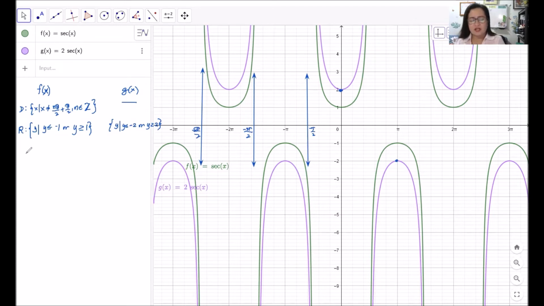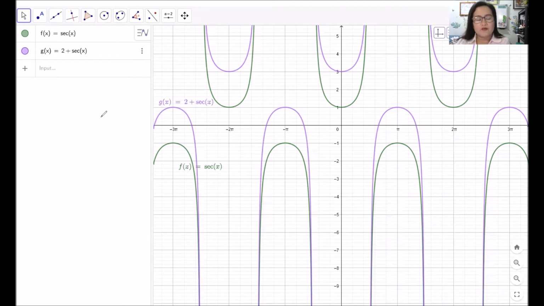Amplitude is not defined. Now, what about the period? If we start here, we trace, then we trace here, then we trace here. We will not trace this anymore because this is the repetition already of the first curve that I have traced. The period of secant x is 2 pi. Now, as you can see, it did not change. So there is no significant change. The period is still 2 pi.